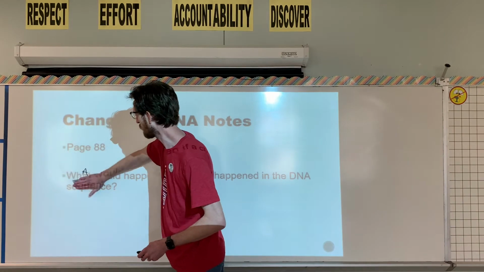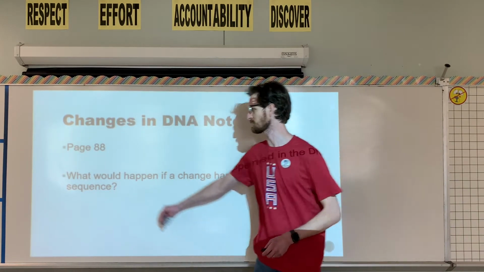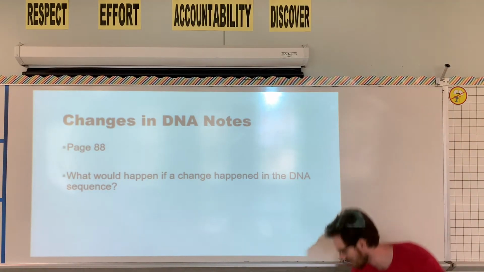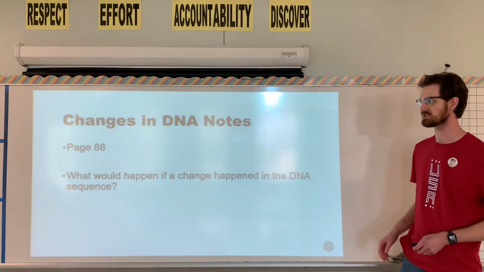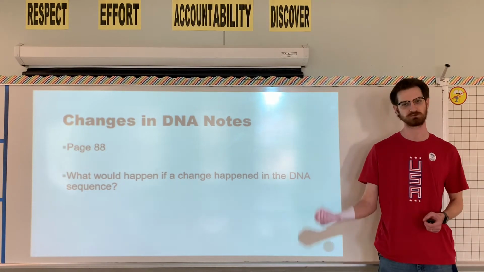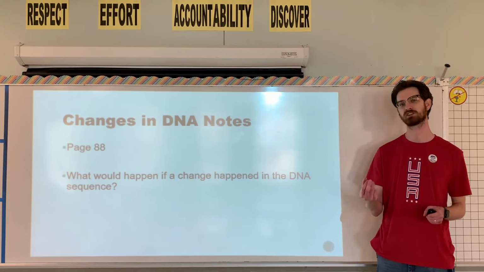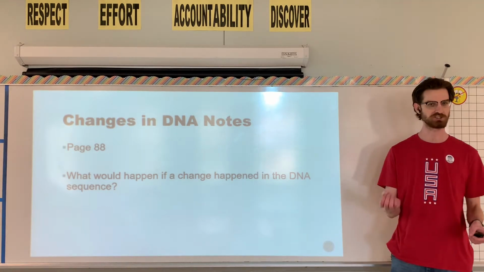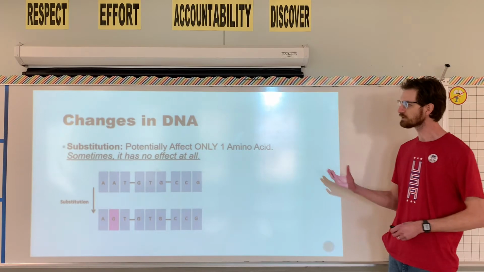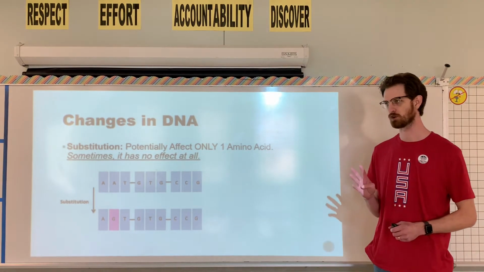This is a little bit of an old PowerPoint, so I apologize for the page 88. We don't really have page numbers this year, but think about what would happen if we had a change in our DNA sequence. If we have our DNA code that's supposed to make specific proteins, and we had some change in that code, more than likely we're going to change the protein. So let's see what would happen with that. There are different types of changes, four overall that you do have to know.